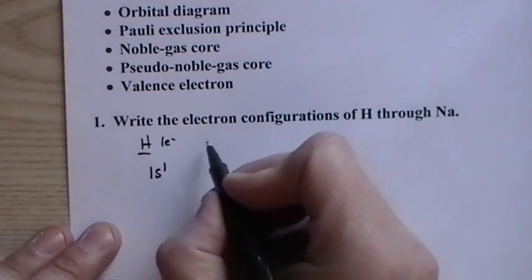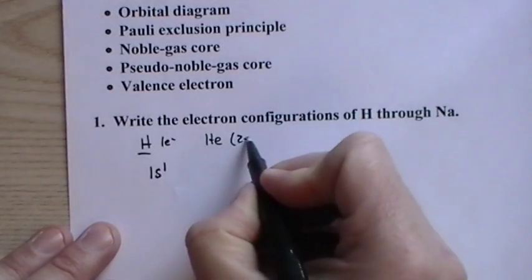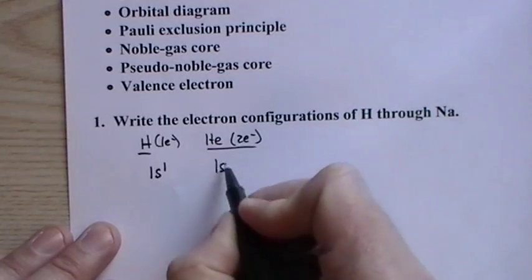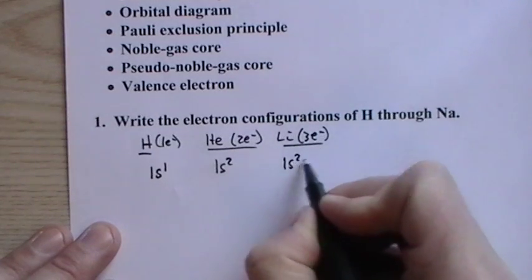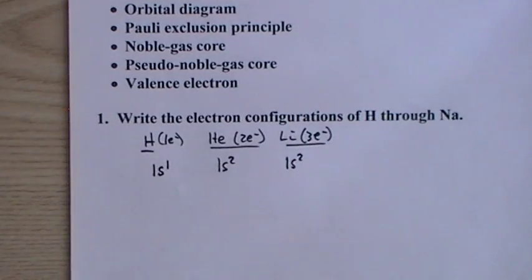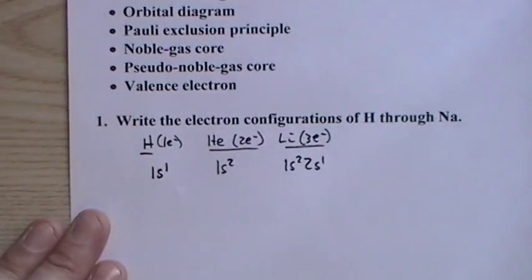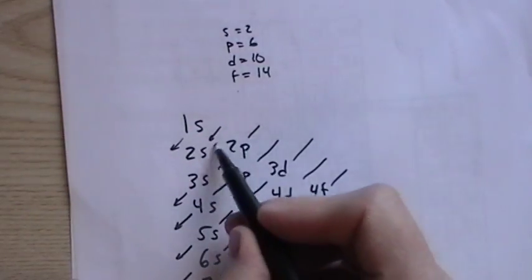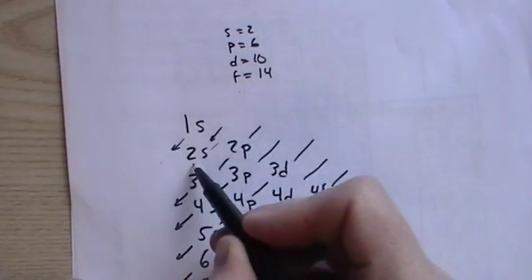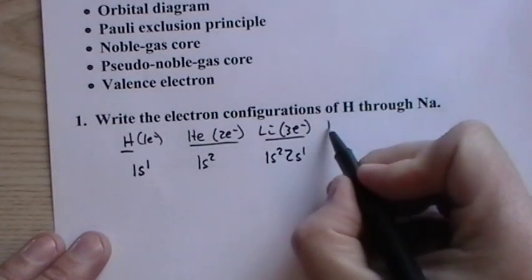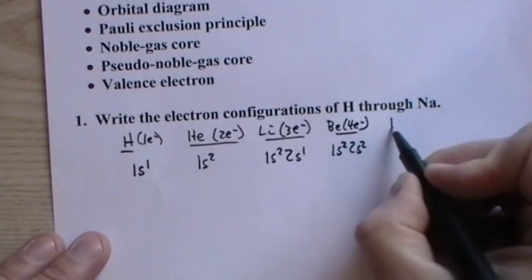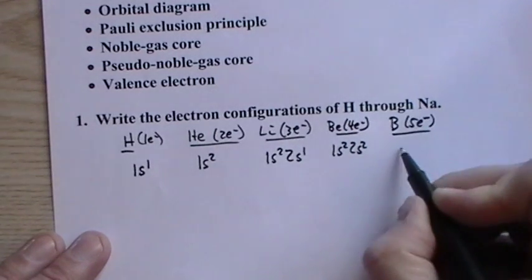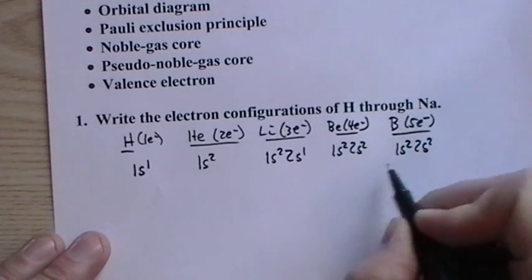So 1s1. We go to helium, which has 2 electrons. That is 1s2. Lithium has 3 electrons. Now we have 1s2, and the s subshell can have only 2 electrons, so we have to go to the next one, 2s1, which we follow along here. 1s2, 2s1, and we keep filling up. Beryllium is 4 electrons, 1s2, 2s2. Boron is 5 electrons, 1s2, 2s2. We filled both of those up.